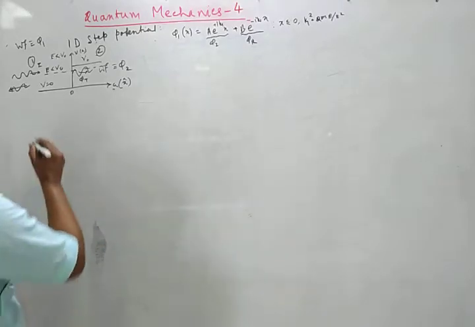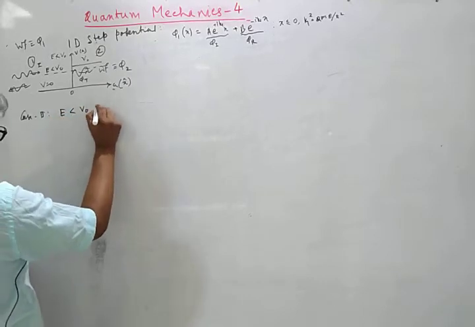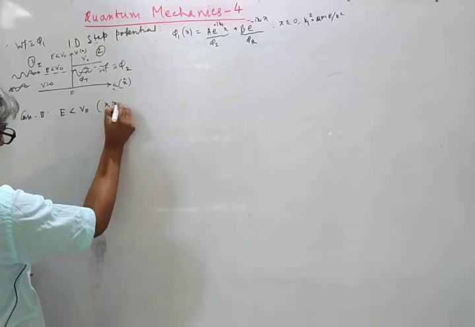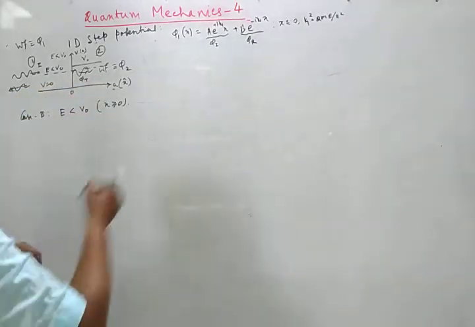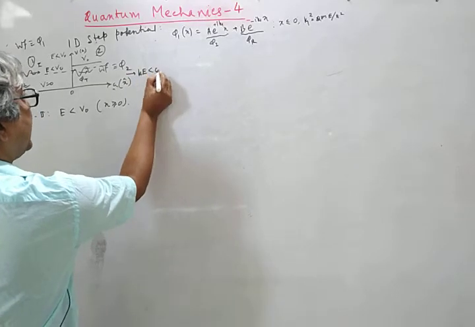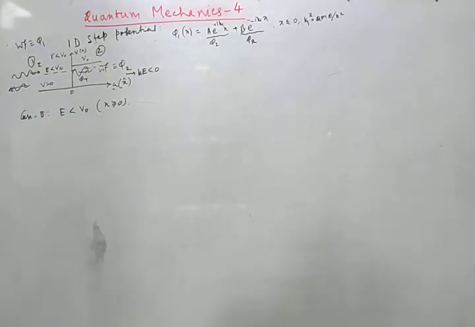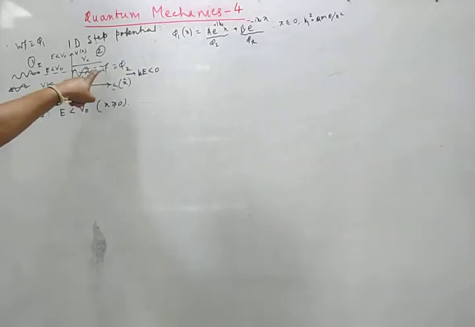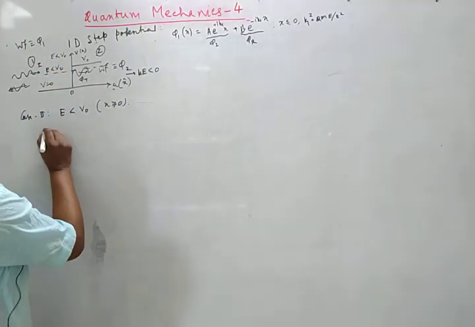Now if we consider case 2, E less than V0 for region 2, note that in this region the kinetic energy T is negative. So this region is classically forbidden. That is to say, if the particle with energy less than the barrier height impinges on a barrier, classically it is not possible for the particle to come to region 2, because in region 2 it will have negative kinetic energy, which leads to an imaginary velocity, which is not possible. So in this case, region 2 is classically forbidden.